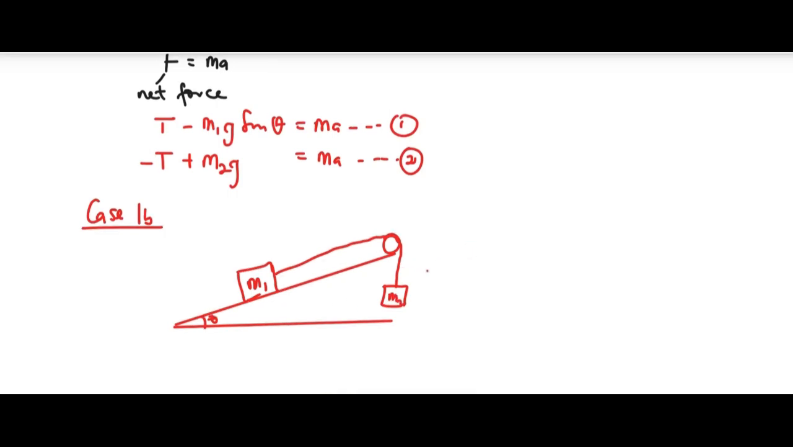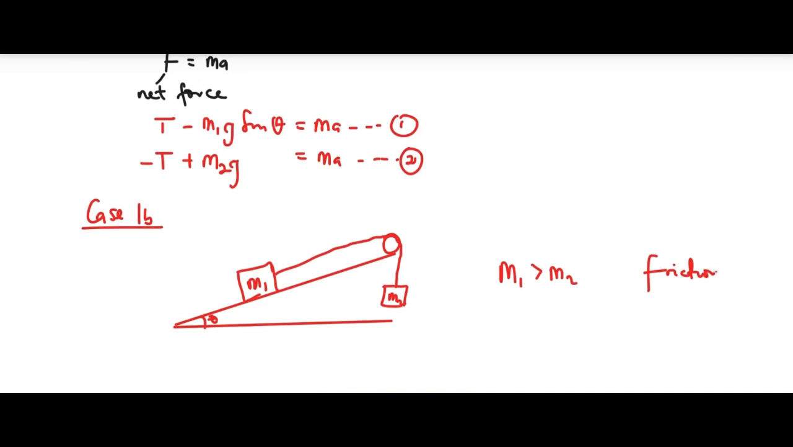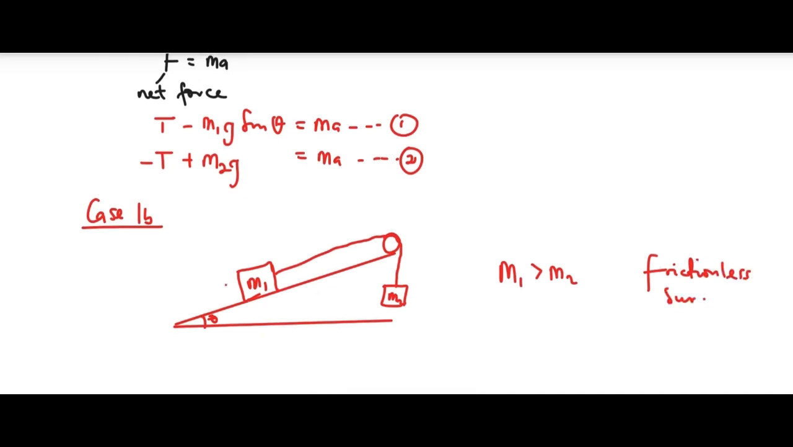So it's still the same condition, but in this case, we want to make M1 to be greater than M2. Still a frictionless surface. So I have my tension. Always remember, because you're using a rope, you must have a tension tending towards the pulley. So the two tensions are right there. And because M1 is greater than M2, acceleration goes opposite wise, right?